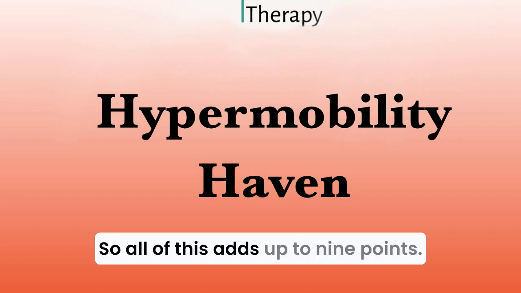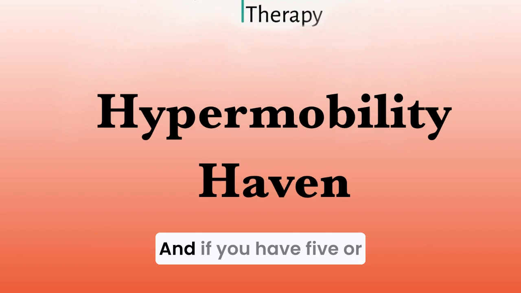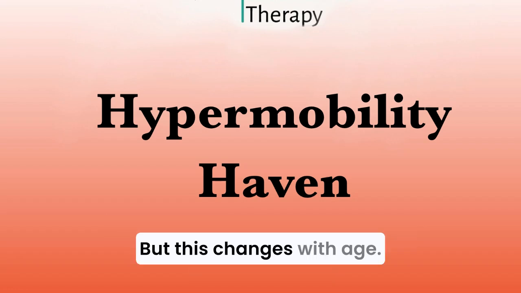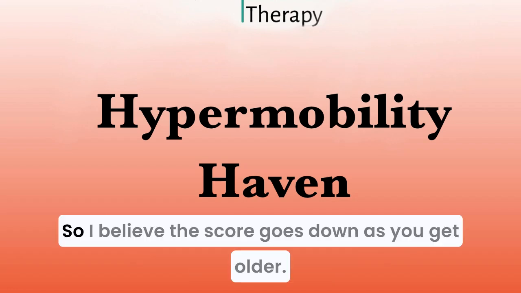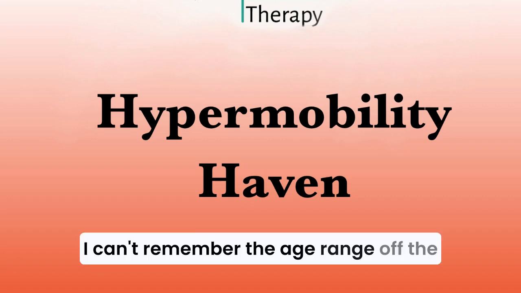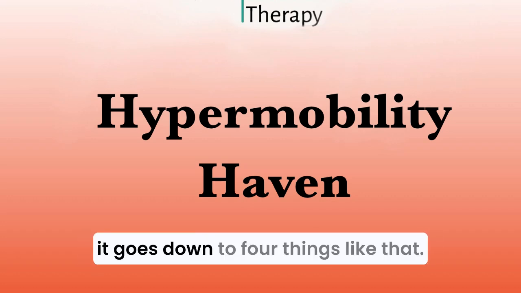So all of this adds up to 9 points. And if you have 5 or above, you're considered to have hypermobility, but this changes with age. So I believe the score goes down as you get older. I can't remember the age range off the top of my head, but at some point it goes down to 4, things like that.